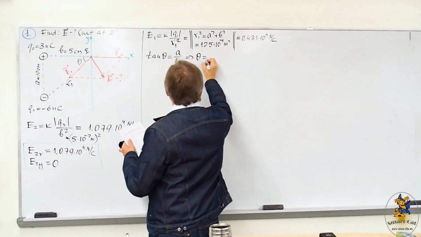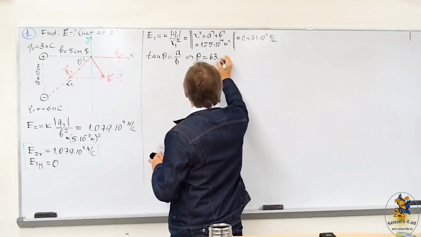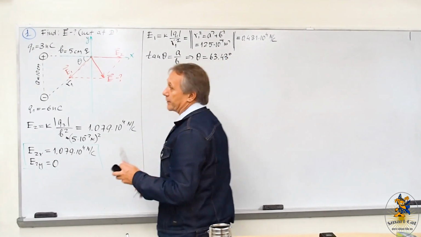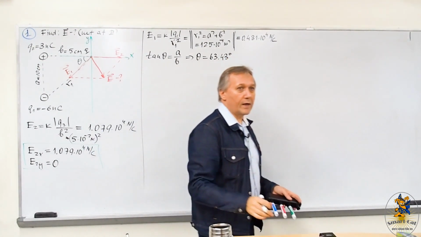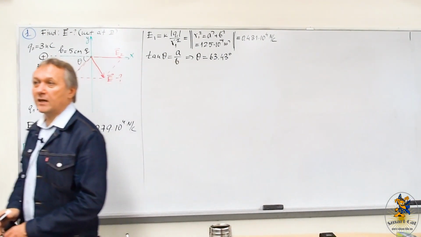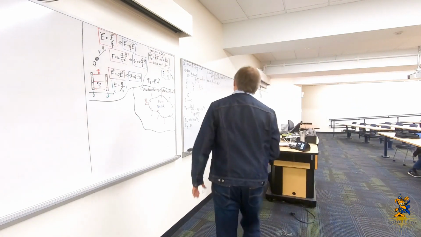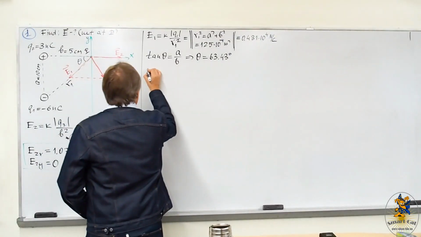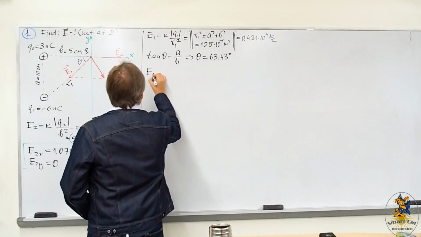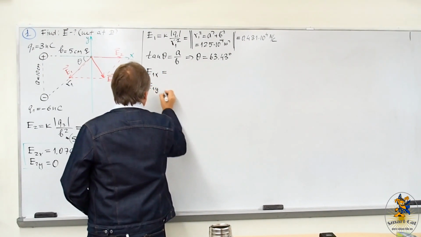So theta will be equal. Of course, you can take arctangent. So it will be 63.43 degrees. Great. So now we have the angle, and now we can write down components. Again, if something is not clear, tell me. I just took arctangent of both sides. So E1x and E1y.